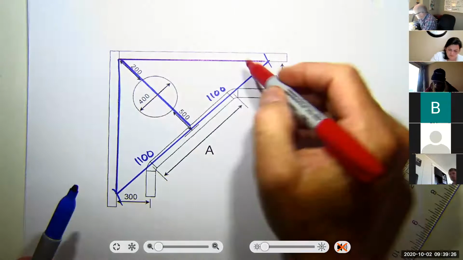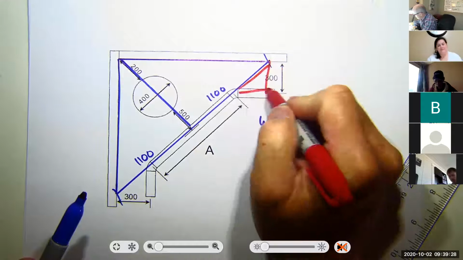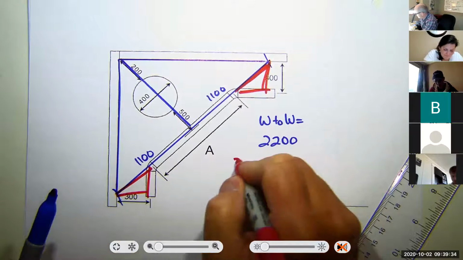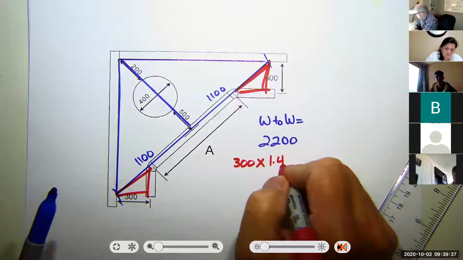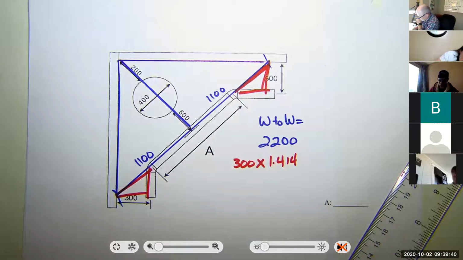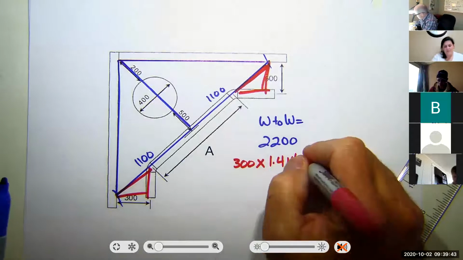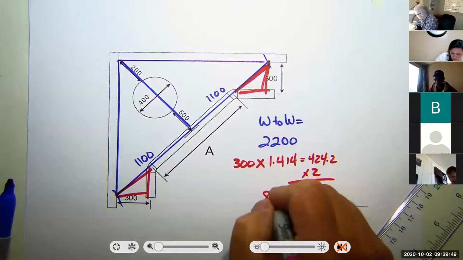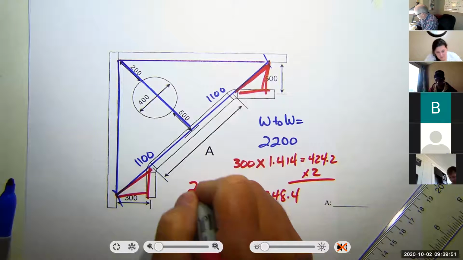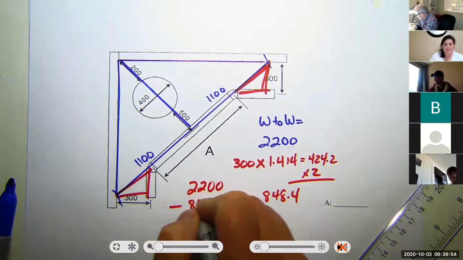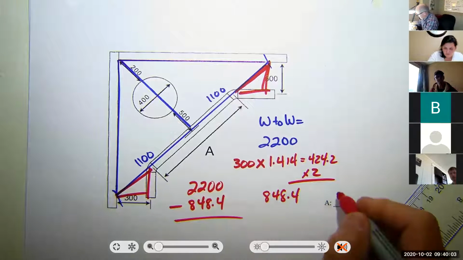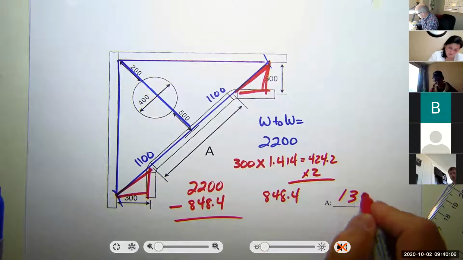And then the next triangle is right here. I just freehand this. And right here. So 300 times 1.414 is 424.2, times 2 is 848.4. So we take 2200 minus 848.4, and A would equal 1351.6.